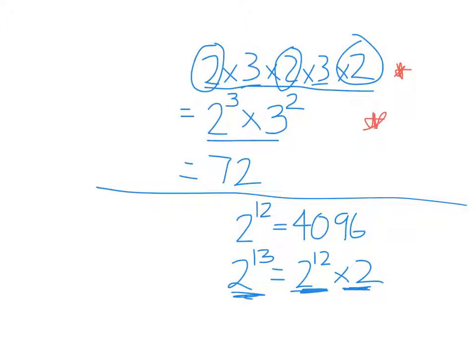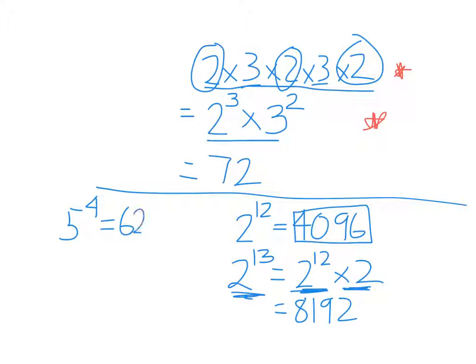Obviously, I don't want to write this in expanded form. I'd have to write 13 2's, and it'd just be a waste of time. So 2 to the power of 13 is just this times 2, which is 8,192. But this sort of logic would work for any number. I know, for example, that 5 to the power of 4 is 625. So if I want to find 5 to the power of 5, all I need to do is take 625 and times by 5. And I'm sure you can do that. Even if you can't do it in your head, you can do it by long multiplication.